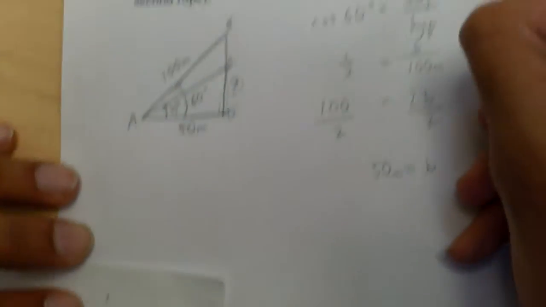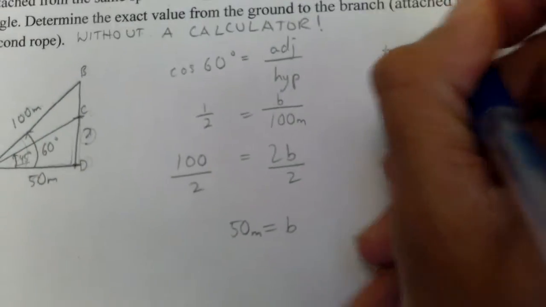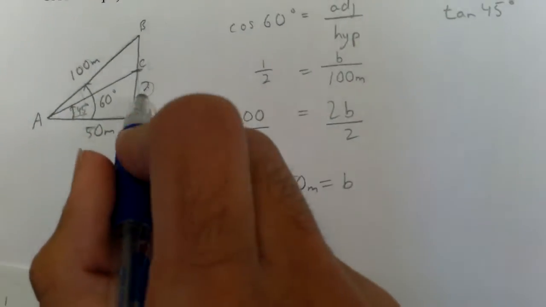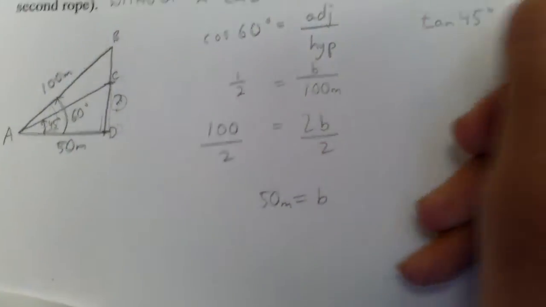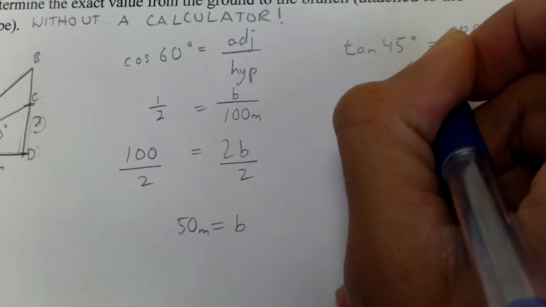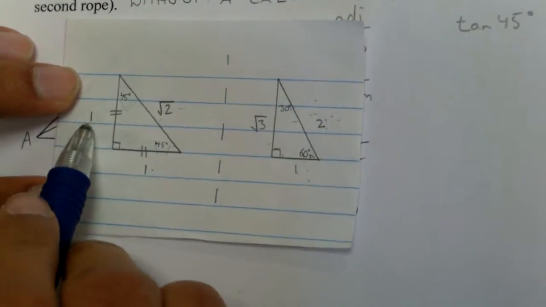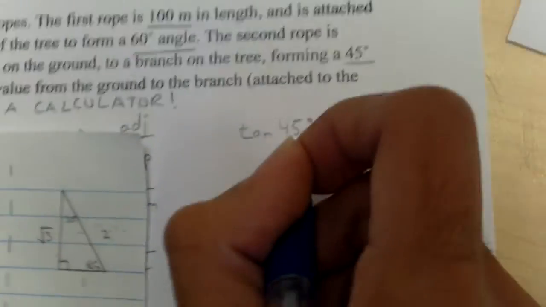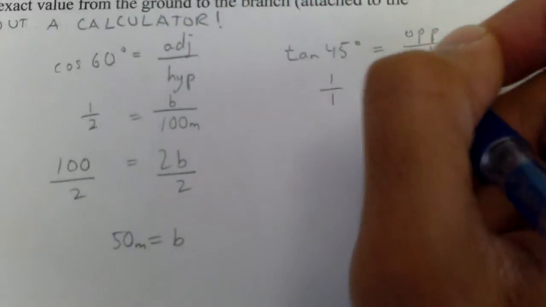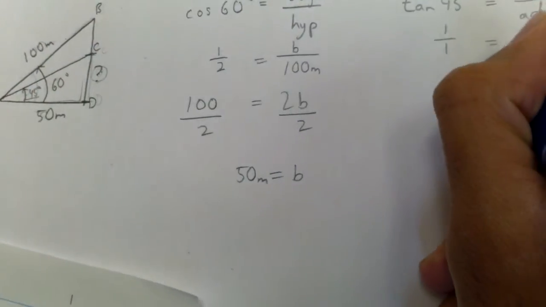So we will be using tan 45 degrees, since we're looking for the opposite and we have the adjacent. So tan 45 degrees is opposite over adjacent. And by looking over here, we know that the opposite is 1 and the adjacent is 1. So tan 45 is 1 over 1. Over here, the opposite is unknown, so it's A, and the adjacent is 50 meters.